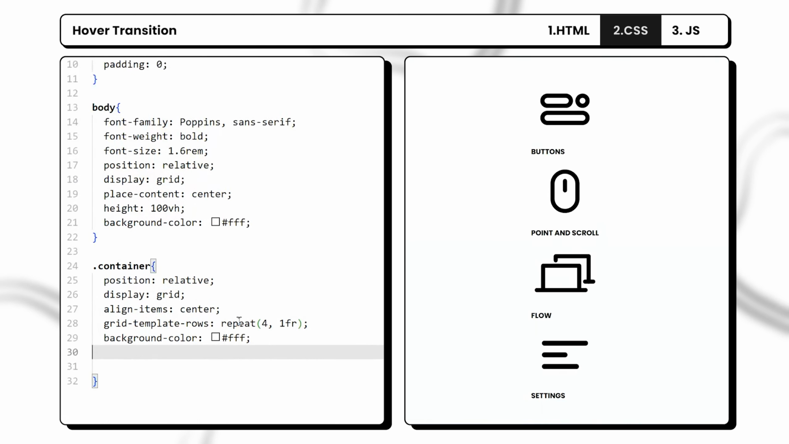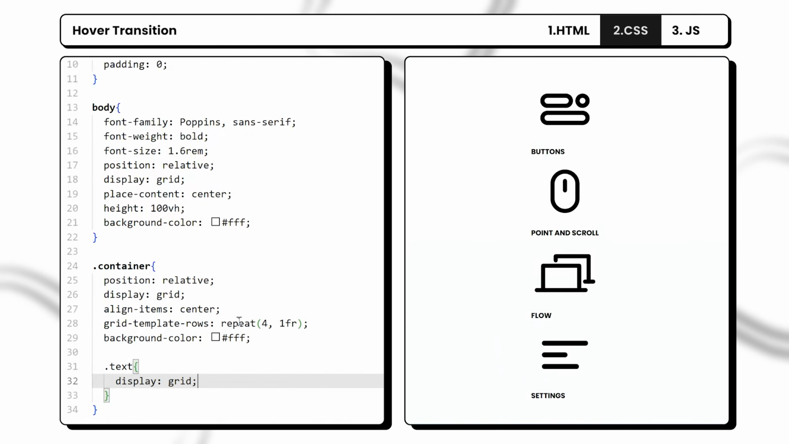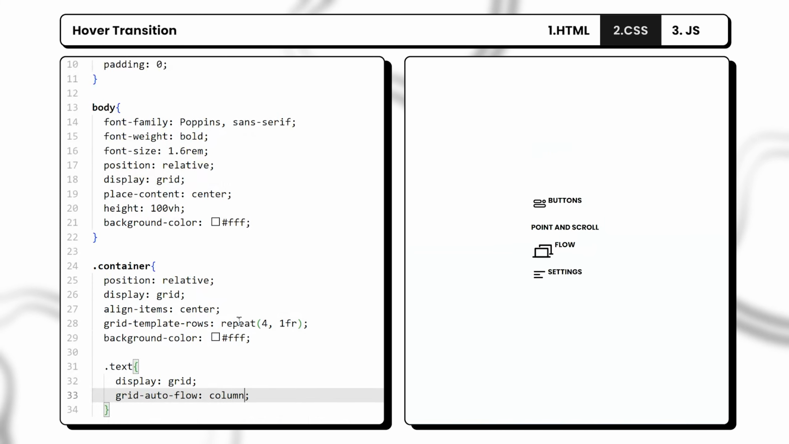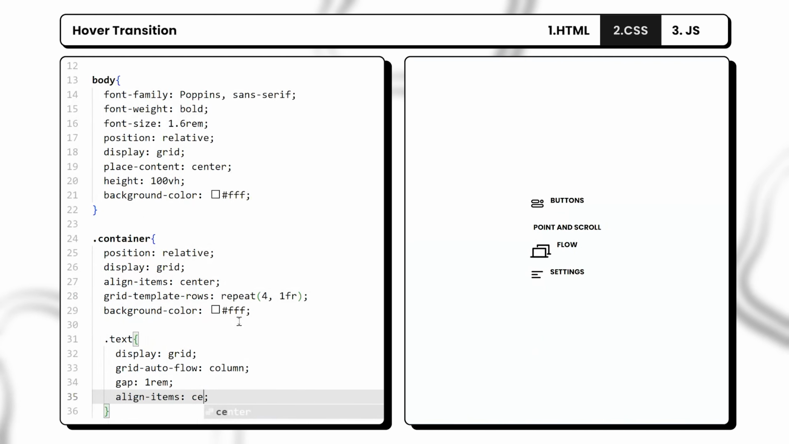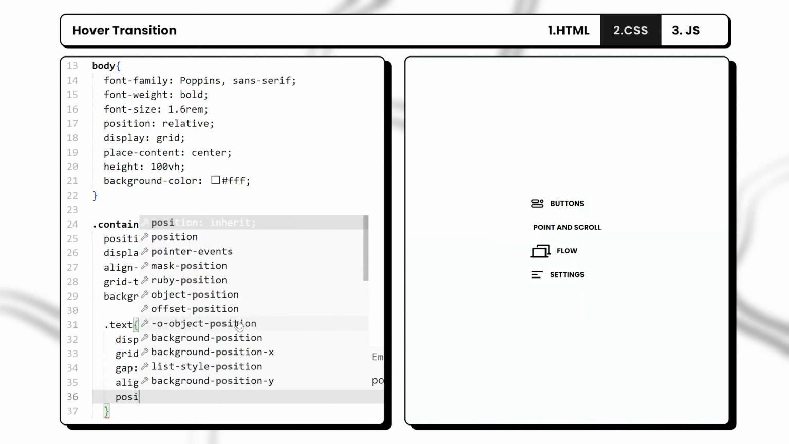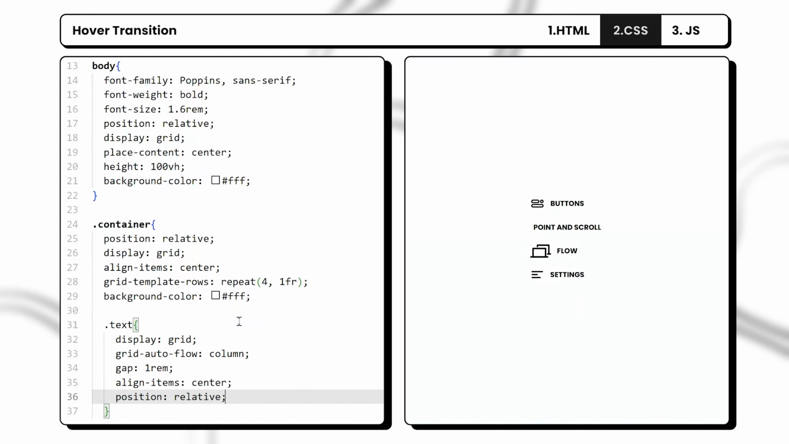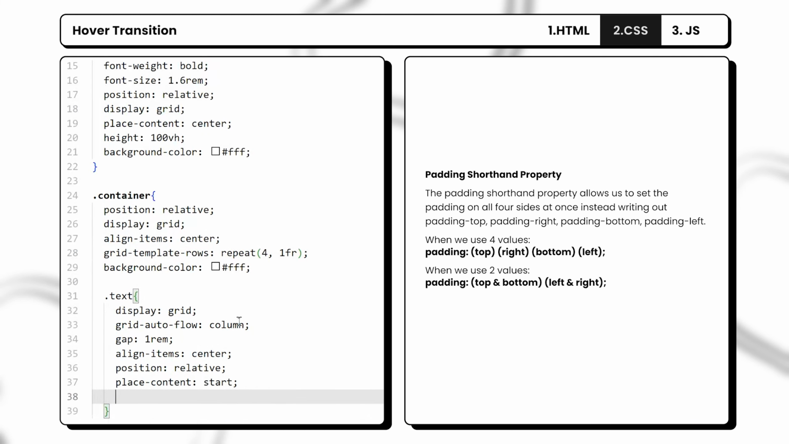And now we will use CSS nesting, so we'll go ahead and select our .text div and add the display of grid and set grid auto flow to column. Then next we will add a gap of 1 rem. We will go ahead and set align items to center, and then we will add a position of relative, and we will also place content to start. And lastly, we will do padding 1.5 rem and 1 rem.